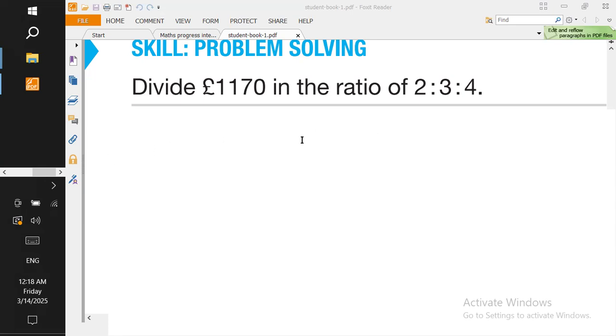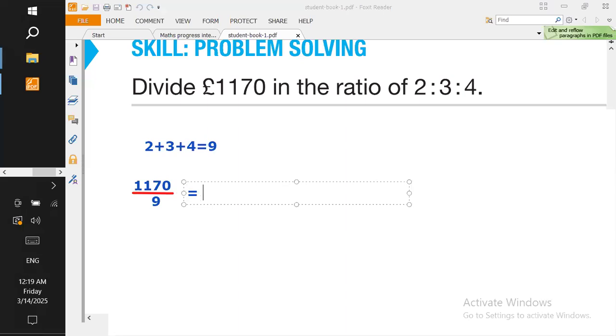So first thing we do, we add the ratios as we said because this is the total money. So we add 2 plus 3 plus 4 and the answer is 9. So 2 plus 3 is 5, 5 plus 4 is 9. Now, the next step is what? We divide the total money by the total ratios. This is very important. You have to understand the step. So we divide the total money, which is this one, by the total of ratios that we added all together to find it.